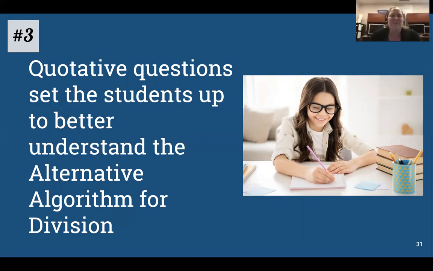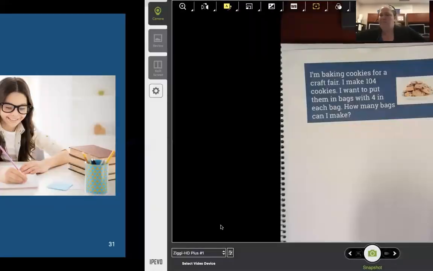Number 3, quotative questions set up the students to better understand the alternative algorithm for division. And I thought we would have time to dig into an example of that. But basically, when we're thinking about the algorithms for division, I'm just going to set it up and you guys can play around with this.